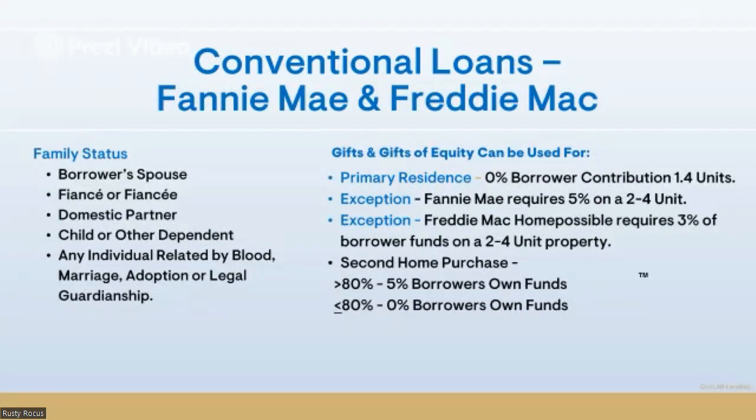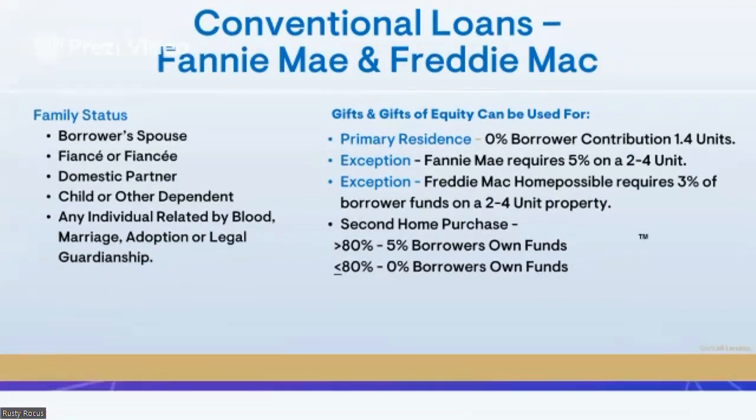On Freddie Mac, they require 3% of the borrower's own funds. So just a little look at this, 3 to 5%, you can buy a 2 to 4 unit house with these programs, depending on which one it is. Whenever we look at borrower's own funds for a second home, it differs based on the loan to value percentage, whether it's greater or less than 80% loan to value.